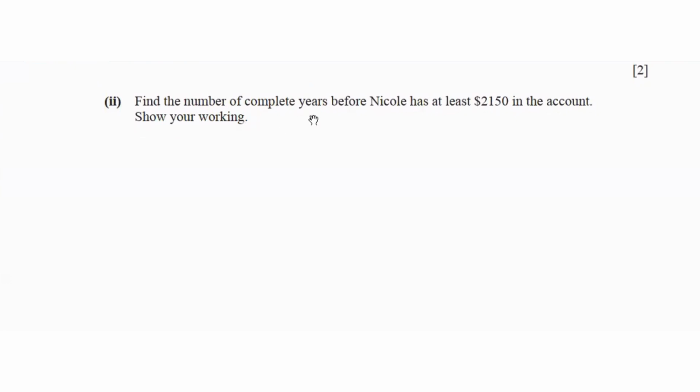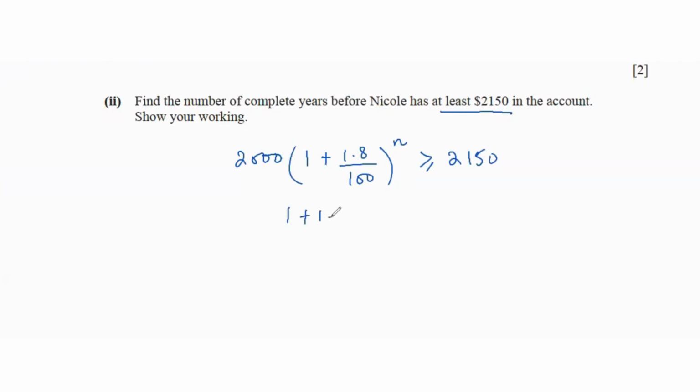Then it says find the number of complete years before Nicole has at least $2,150 in the account. Show your working. We're going to do 2,000 times (1 plus 1.8 over 100) to the power of n greater than or equal to 2,150, because it says at least. So now we do (1 plus 1.8 over 100) to the power of n greater than or equal to 2,150 divided by 2,000.